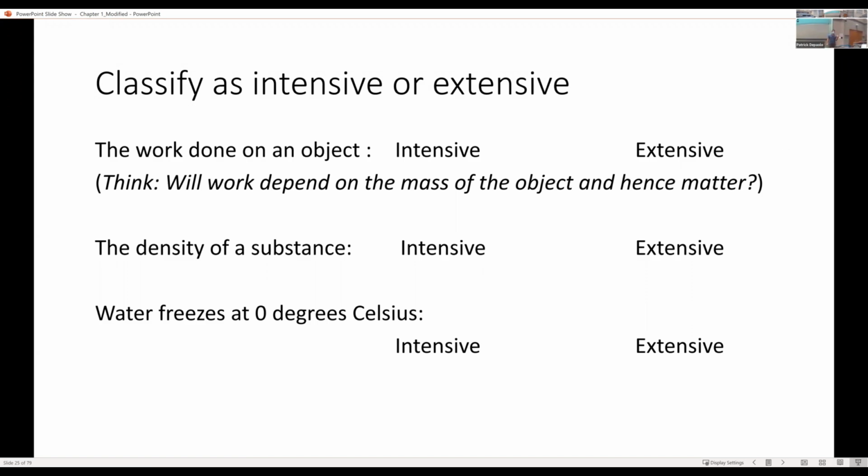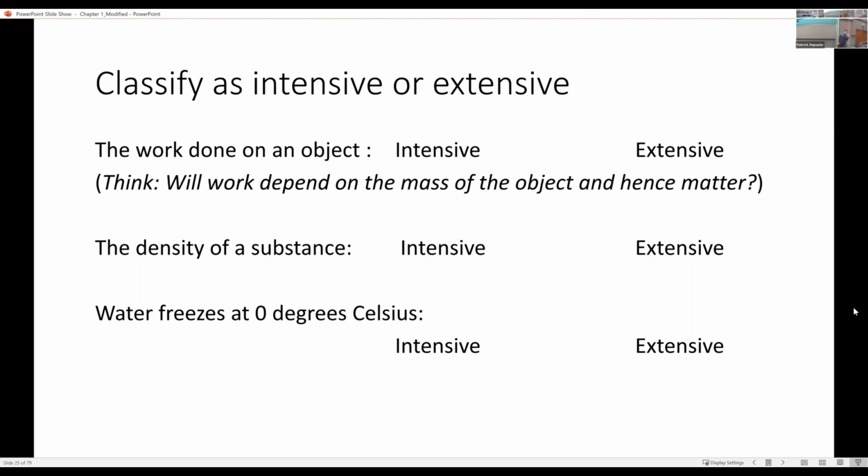Yeah, I think so, right? Because if you break it down by equations, a lot of you guys are engineering, math thinkers. So work equals the force times the distance. Force is mass times the acceleration. So the whole thing depends on mass. So yes, that will be an extensive property.